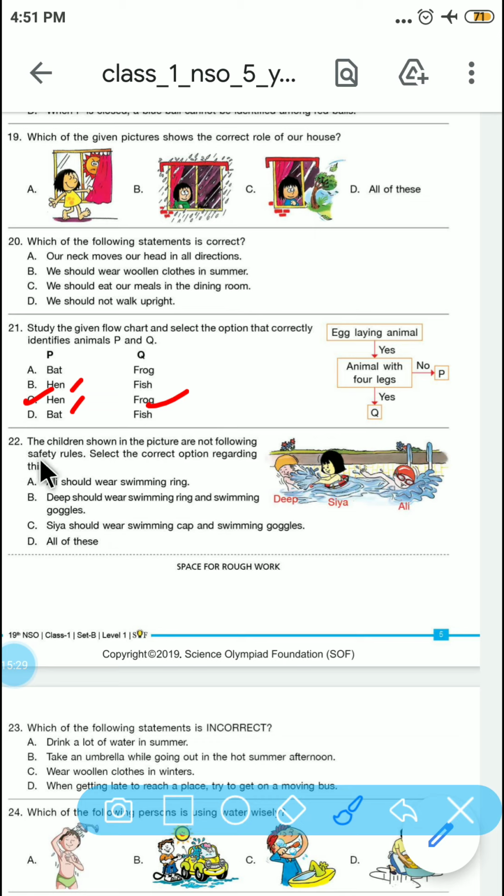Question number 22. The children shown in the pictures are not following safety rules. Select the correct option regarding this. So which one is the correct option here for the safety of the kids? Anyone?